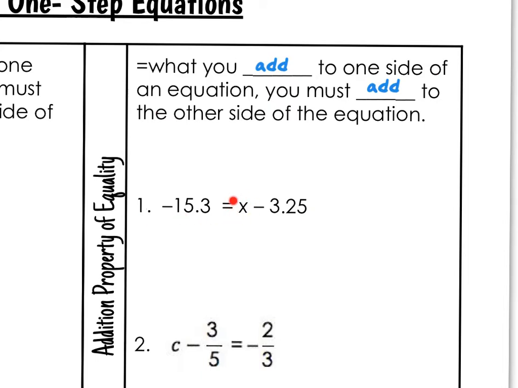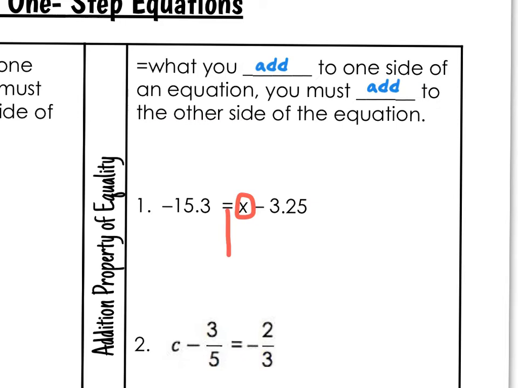Our whole point is to get x by itself. So again, I want you to, with your red pen, circle the variable and draw your line. Okay. So now what this shows us is we're trying to get x by itself, and we want to get rid of that minus 3.25. So you've got to do the inverse of subtracting 3.25, and that inverse is to add 3.25.